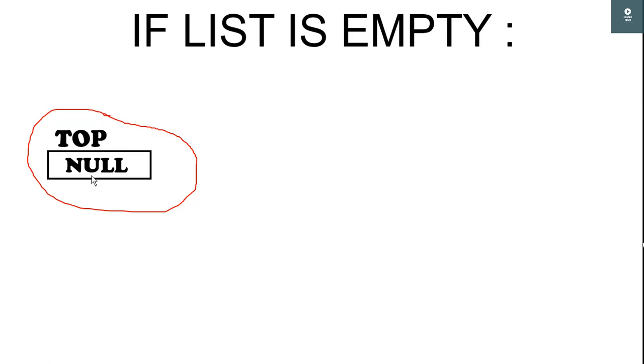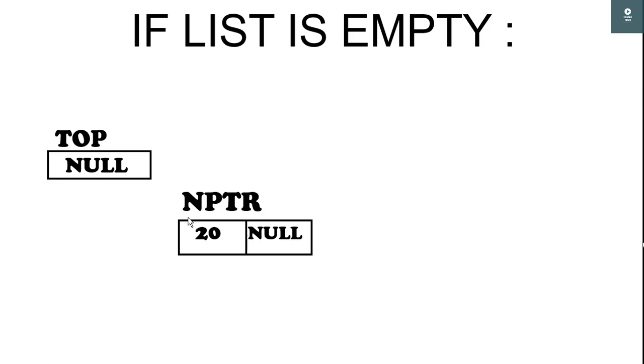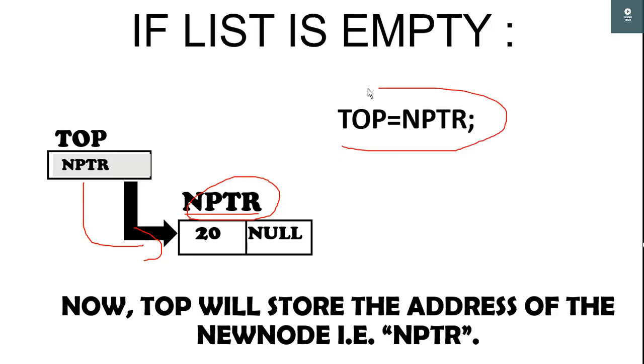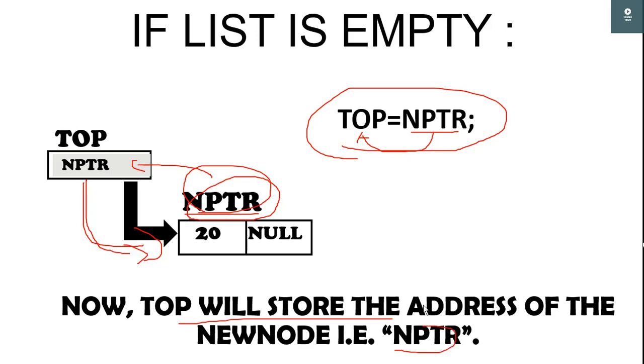Since the stack is empty, we do not have any node here, therefore we have top is equal to null. Now to add the newly created node whose address is stored in nptr, we'll first make top point to this nptr. So we'll do top is equal to nptr, that is the value nptr is stored inside top. Now the value nptr is the address of this node, therefore this address is stored inside top. So after this top will start pointing to this. In this way top will store the address of the new node, and we can insert the element inside this empty list.